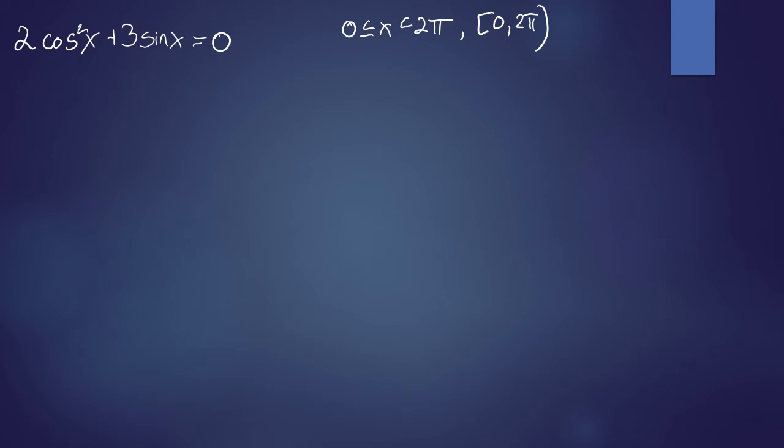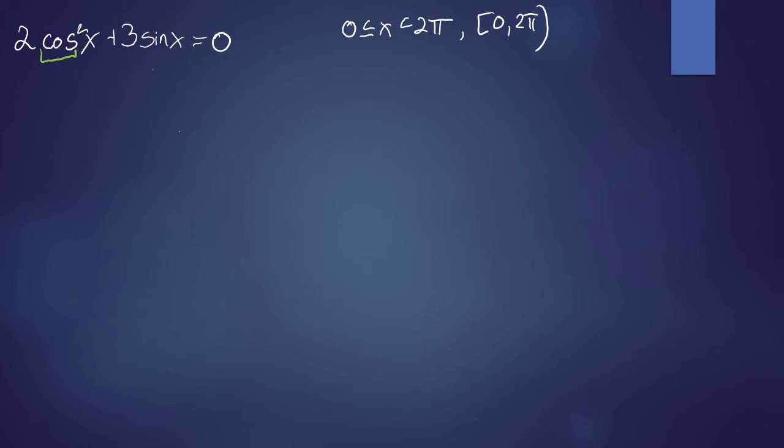All right, for our last example in this video, we have the equation 2 cosine squared x plus 3 sine x equals 0. So this is an instance where we have sine and cosine mixed together, and that's going to make it really difficult to solve. But we can look at our problem and say, is there a way that we can use one of our trig identities to make this solvable?